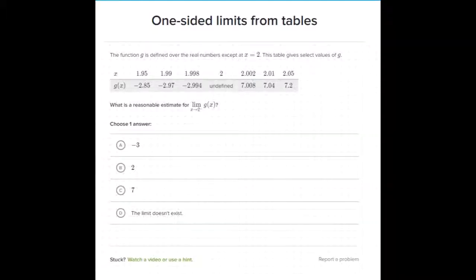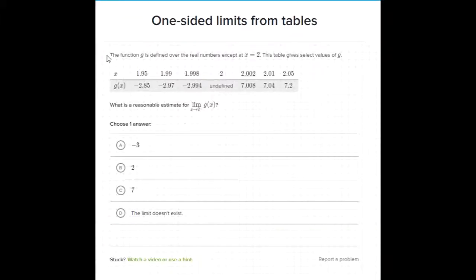In this video we're going to be talking about one-sided limits from tables. And once again, this is KhanAcademy.org, a great website. I recommend you use it for yourself. So, one-sided limits from tables. Last video we talked about one-sided limits, but this is one-sided limits from tables.